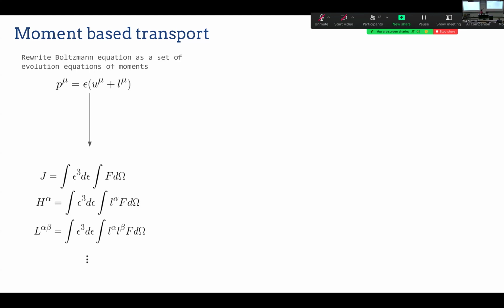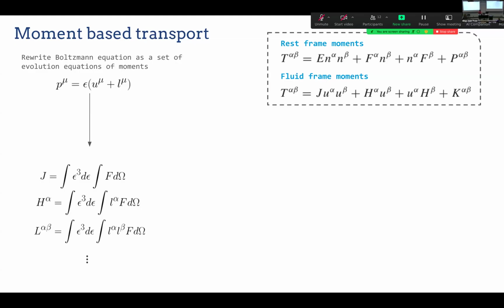You take the momentum and split it into a portion along the direction of the velocity of the fluid, and another part which is orthogonal to it. You can use that information to compute J, which is the 0th moment or the energy density, H alpha, which is the radiation flux, and L alpha beta, which is the radiation pressure. And you can write the stress energy tensor for radiation using the moments of the distribution function, in any frame.